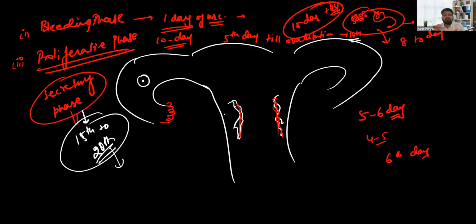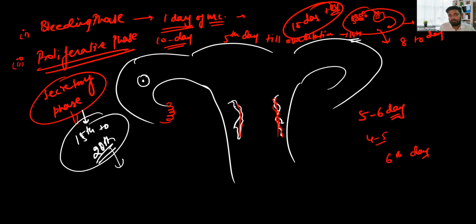If fertilization occurs, then this secretory phase continues throughout the 9 months. The uterus secretes a large amount of mucus and synthesizes new uterine walls and whatever is required for the developing fetus. The uterus remains secretory. But if fertilization does not occur, then the secretory phase ends on the 28th day of the menstrual cycle, and again the bleeding phase starts. Understood?